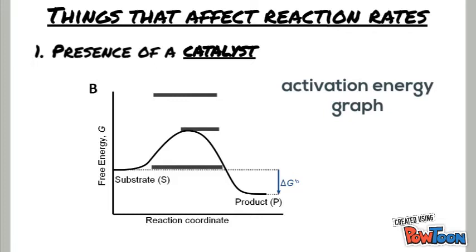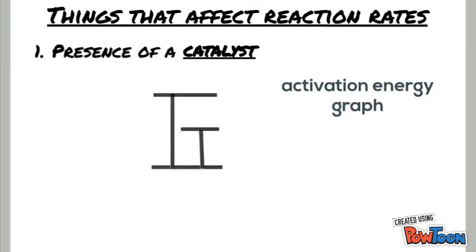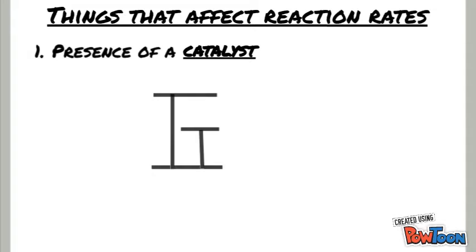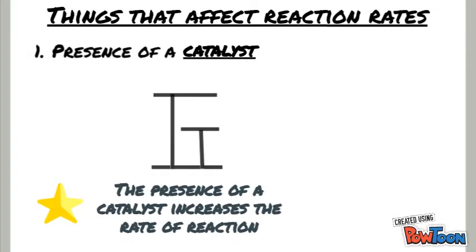The baseline energy still stays the same, and if we got rid of the graph and drew vertical lines to actually see how much the difference is, you can see that the one with a catalyst is much, much less. So the presence of a catalyst increases the rate of reaction because it decreases the amount of energy required.